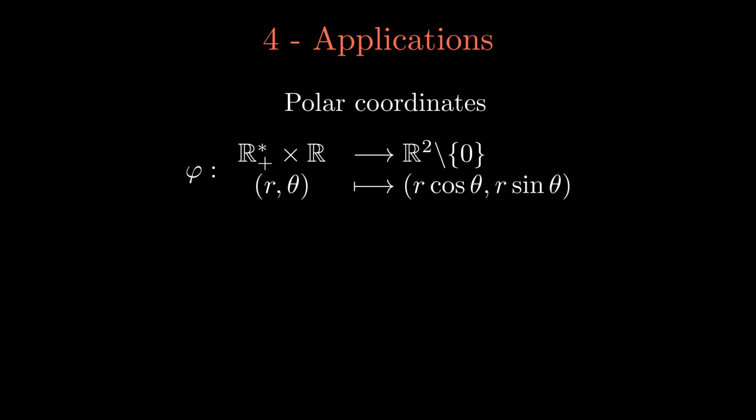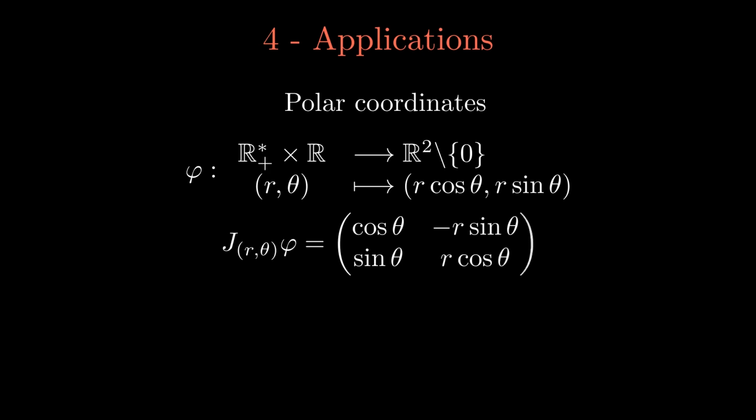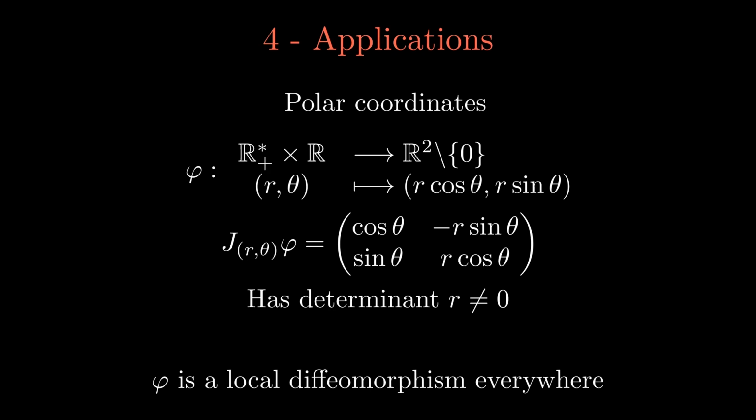Phi is indeed differentiable, it is even differentiable infinitely many times, and has the following Jacobian matrix. The determinant of it is then r. So by the inverse function theorem, phi is a local diffeomorphism around every point.